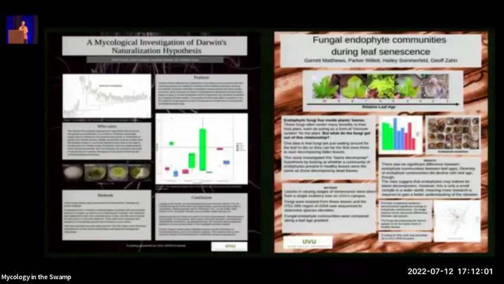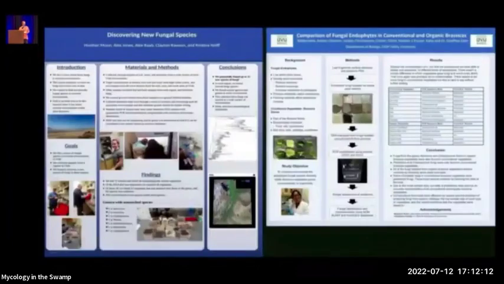Looking at the latent decomposer hypothesis. What are endophytes really doing in leaves? Okay, so are they the same things found in the litter as in the live tree? That's kind of fun. Okay, discovering new fungal species. So these students are learning about how to sequence things, how to describe fungi.